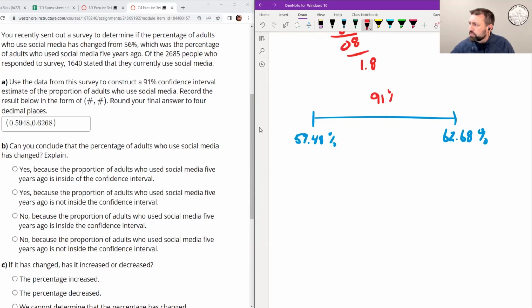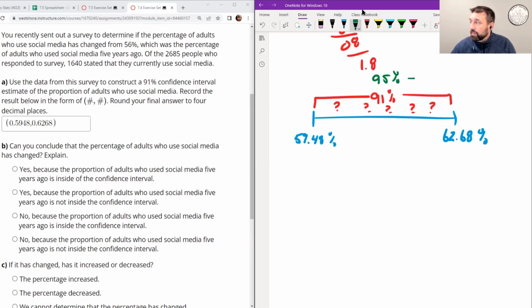So we are 91% confident that from our sample, if we were to take the numbers from our sample and project it out, we would say that today we are 91% confident that the number of adults that use social media is in between these two values, somewhere in here. We're not quite sure where, but we're 91% confident that if you were to survey all adults, the entire population, that the ratio of adults that use social media is within that interval.